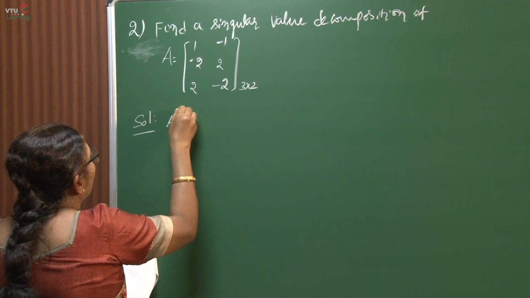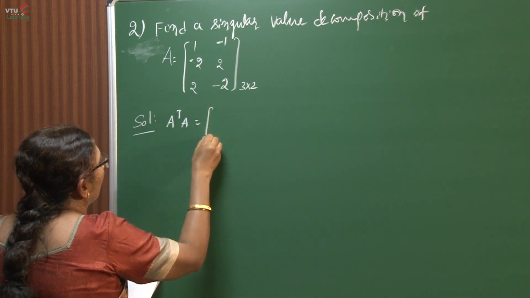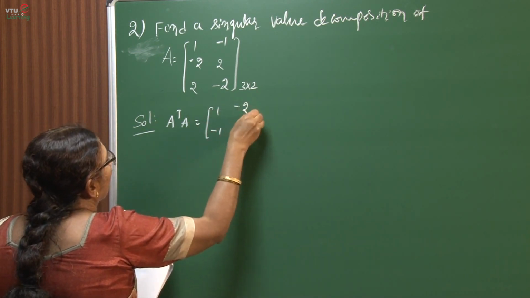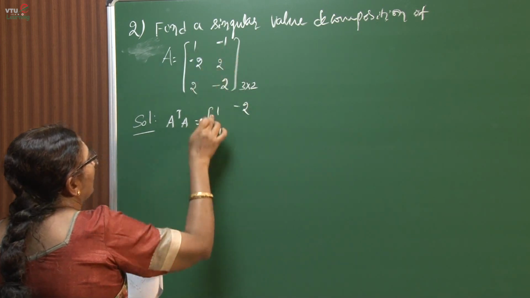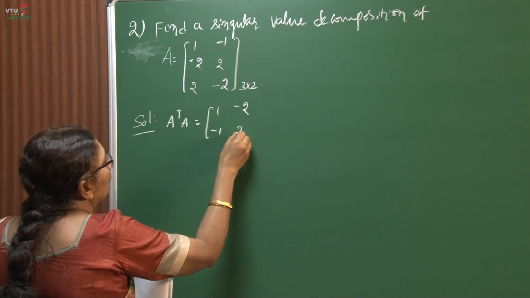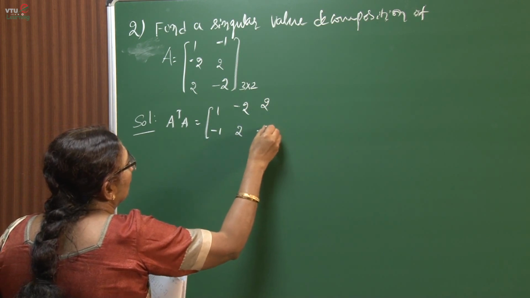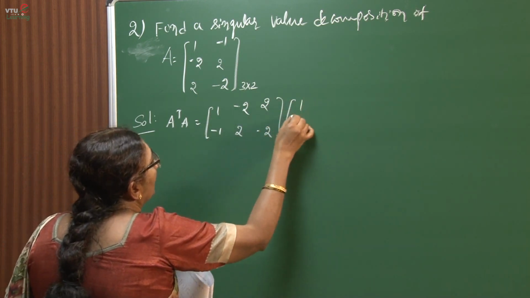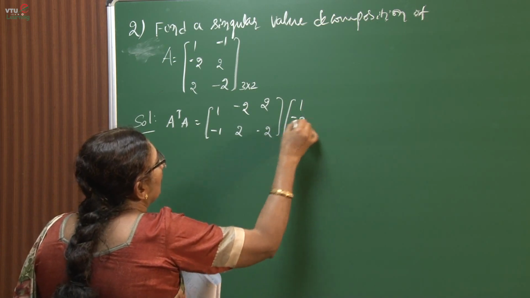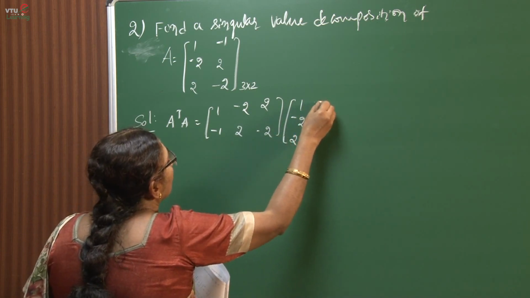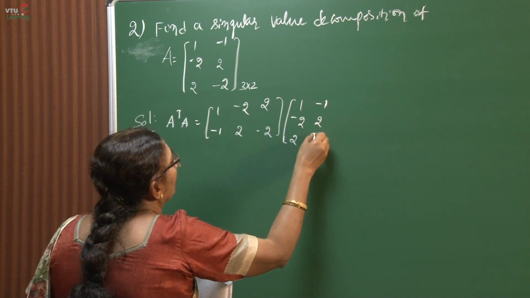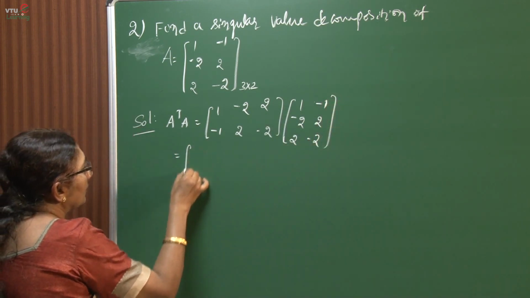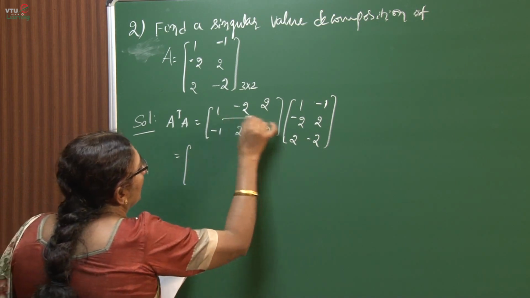First you find A transpose into A. A transpose is [1, -1; -2, 2; 2, -2] in row-into-column form, multiplied by A, which is [1, -2, 2; -1, 2, -2]. Multiply this, row into column.